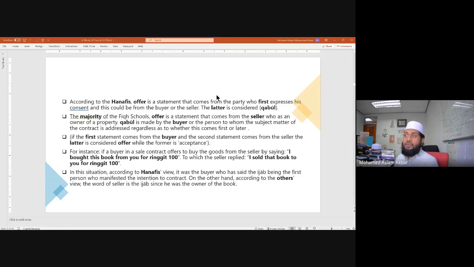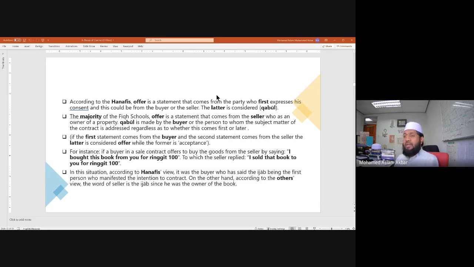According to the majority of the fiqh schools, offer is a statement that comes from the seller, who is the owner of a property. Qabul is made by the buyer, or the person to whom the subject matter of the contract is addressed, regardless of whether this comes first or later. The majority of scholars don't mind who starts what. It is fixed.